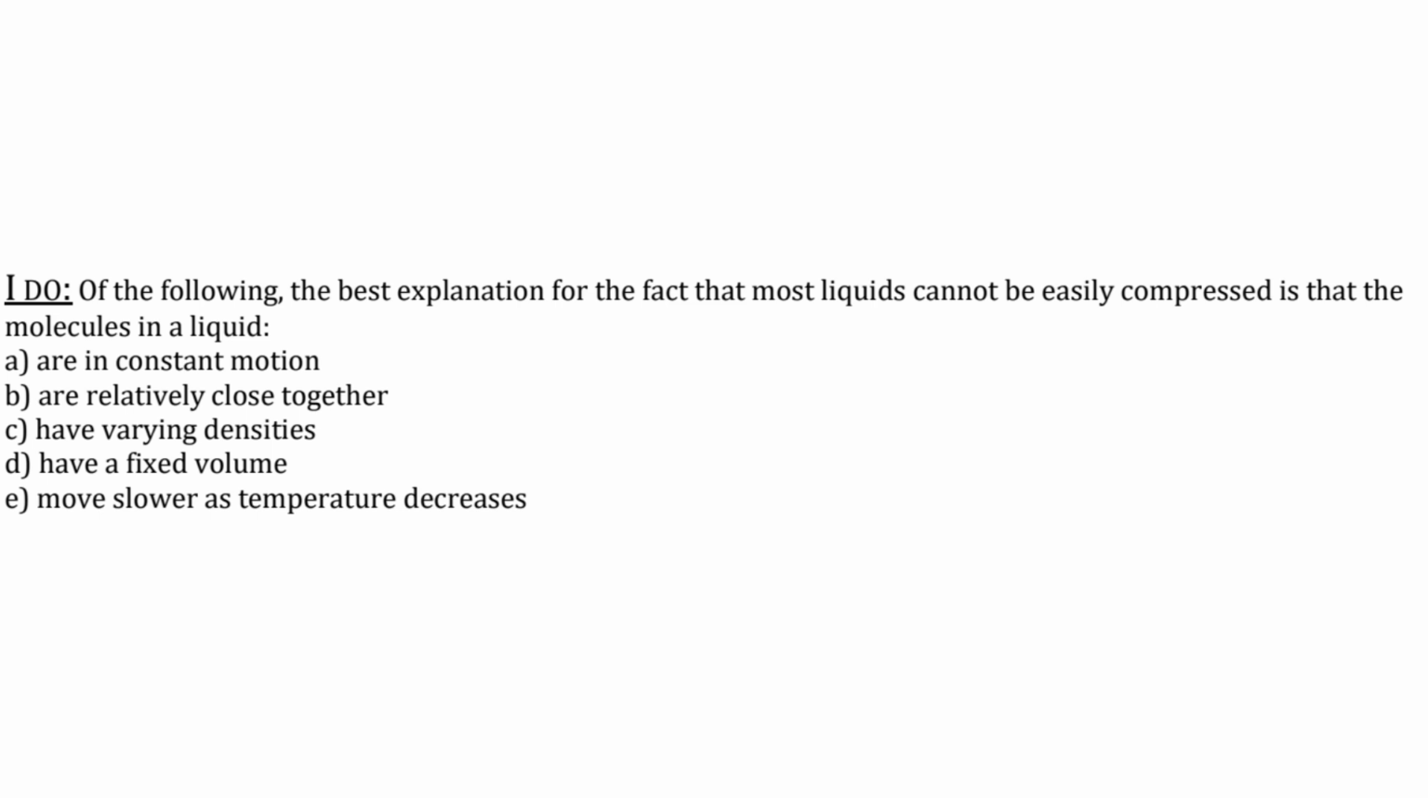Of the following, the best explanation for the fact that most liquids cannot be easily compressed is that the molecules in a liquid are in constant motion, are closely together, have varying densities, have a fixed volume, or move slower as temperature decreases. The answer is going to be B. The particles are closer together, so they are not easily compressed. So the fixed volume comes from the fact that they're pretty close together.